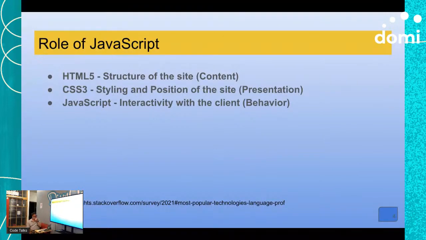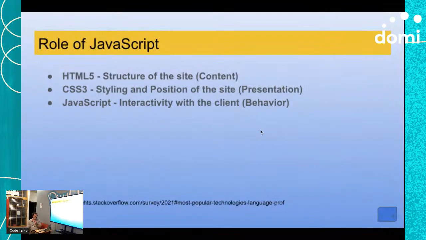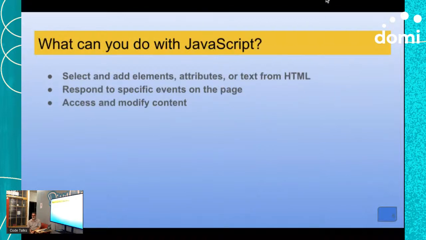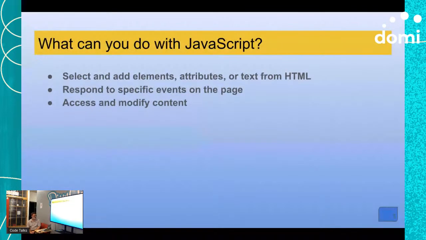So what can we do with JavaScript? We can select and add elements, attributes. We can select text from HTML. We can replace all of those things. We can respond to specific events on the page, and we can modify the content, which makes this really cool. That gives it the dynamic part.